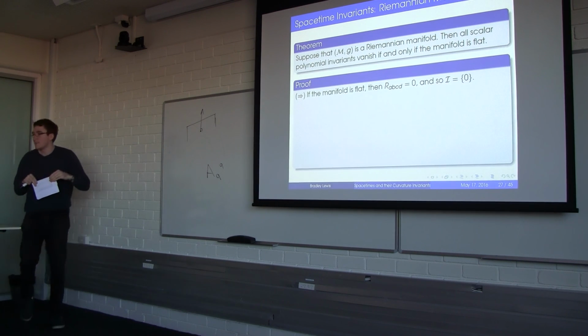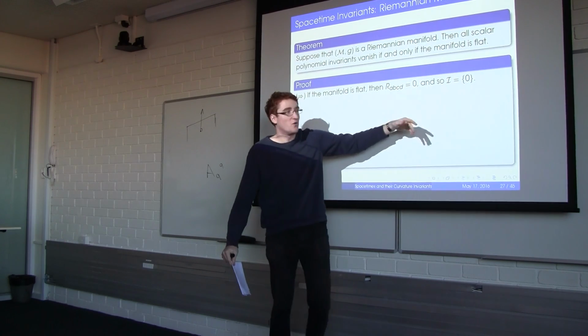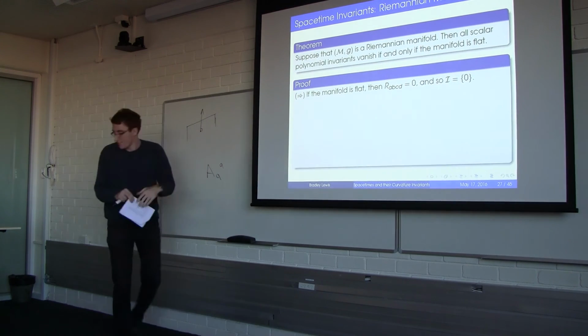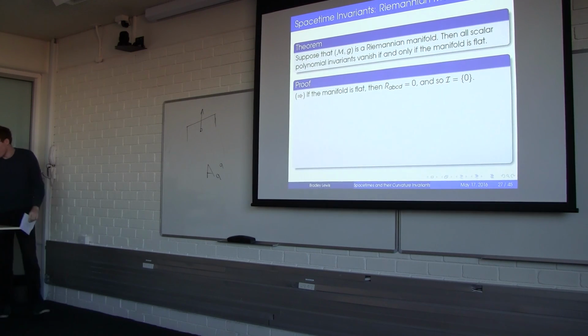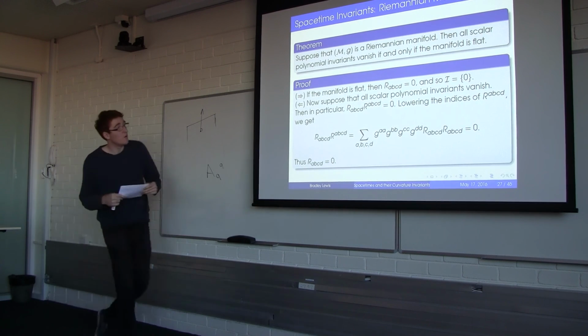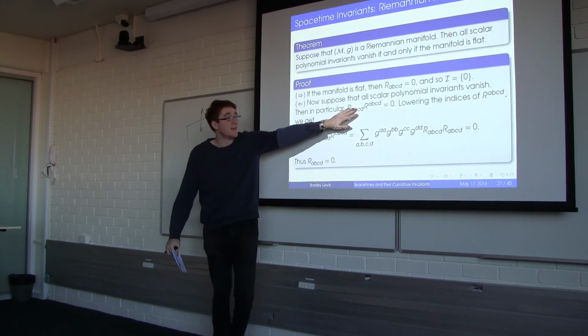So by definition, if the manifold is flat, then the Riemann tensor is 0. So all contractions of the Riemann tensor are just going to give you 0. And similarly, now we're going to go the other way. This one requires a little bit more work. So now suppose that all scalar polynomial invariants vanish. Then in particular, this quantity here is 0.